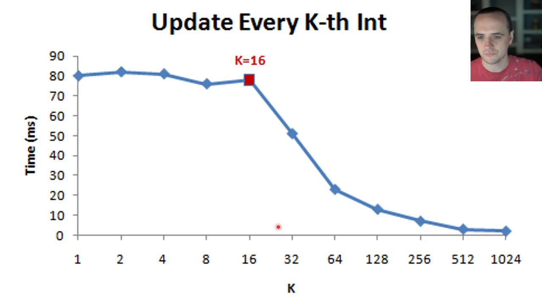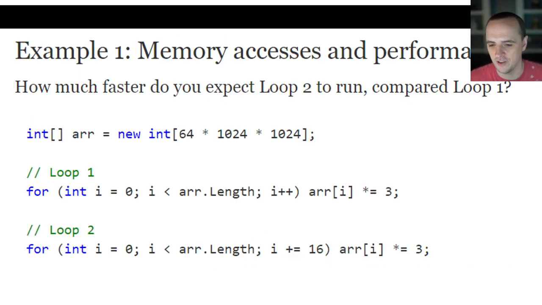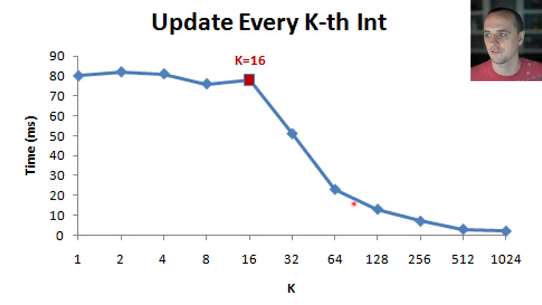So if we look at this value here, let's introduce a variable called k. And k is the number of integers that we're going to skip between multiplies. So if k was equal to 2, we'd be doing every second one. If k was equal to 4, we'd be doing every fourth one. Here, k is equal to 16. Okay, let's look at this graph. If we update every kth integer, this is the amount of time that it takes.